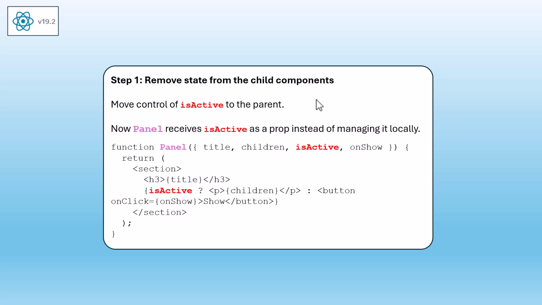Now, suppose you want to change that behavior so that only one panel can be open at a time. When you open the second one, the first should close automatically. To do this, you'll need to coordinate both panels, and that's exactly what lifting state up allows you to achieve.